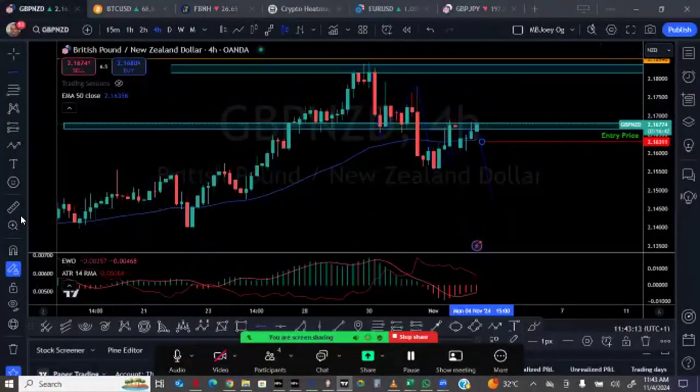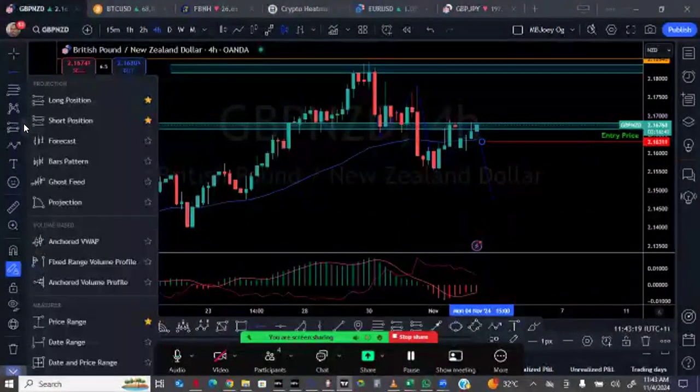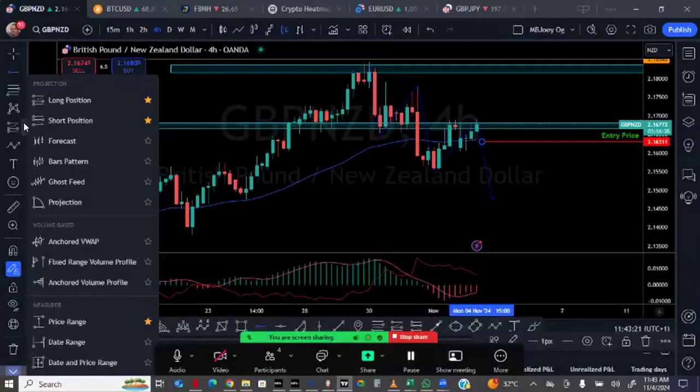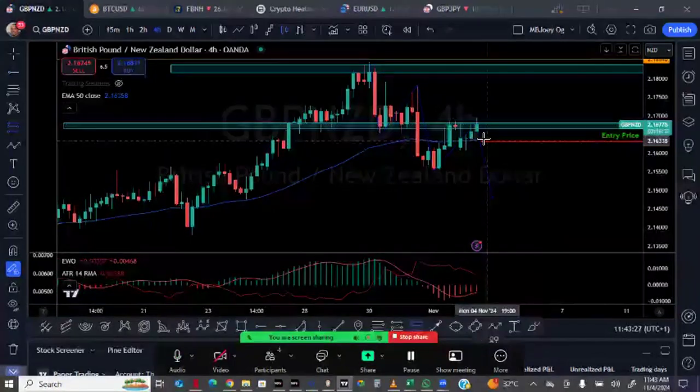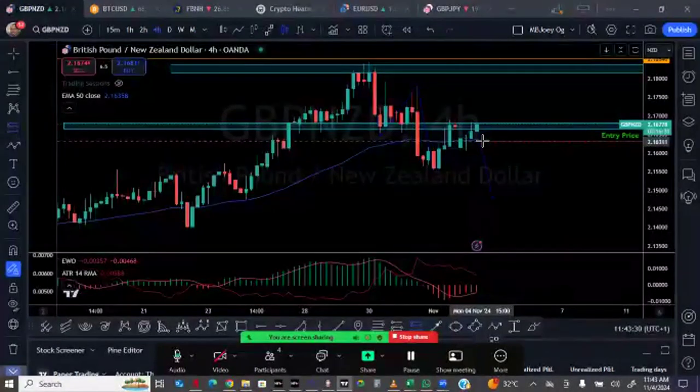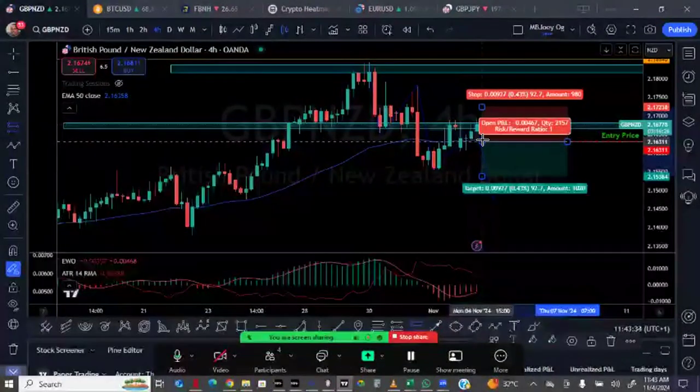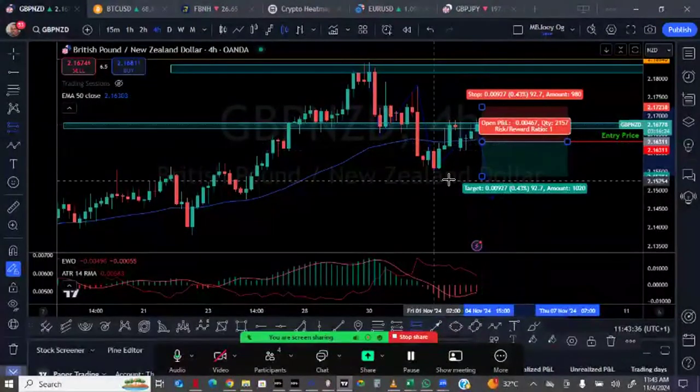So what I'm expected to do is pick up my short tool. In this case, since I'm going for a sell, I'll be looking for the short position tool. Pick it and drop it at the beginning of where your entry price is supposed to be. In this case, this is my entry price, right? So I drop it here.